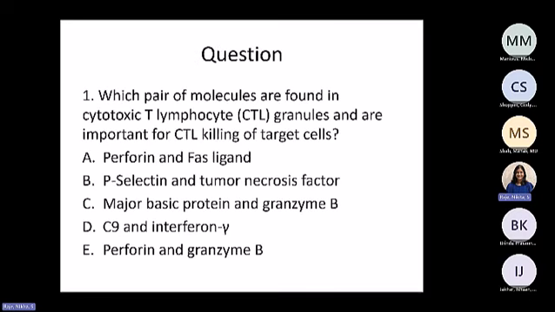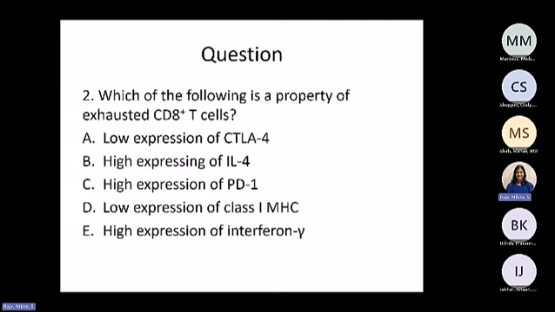Learning objectives, again: we're going to talk about the differentiation of CD8 into CTLs, effector functions of CTLs, and then the role of CTLs in host defense. A couple of questions: which pair of molecules are found in CTL granules and are important for CTL killing? And which of the following is a property of exhausted CD8 cells?